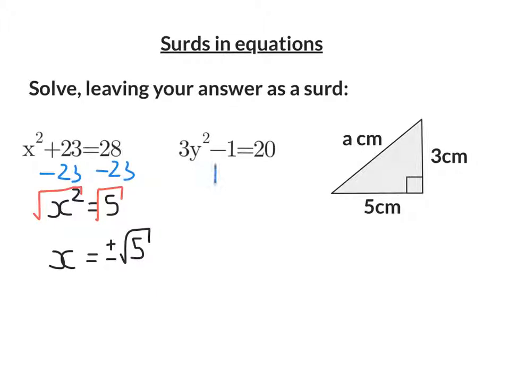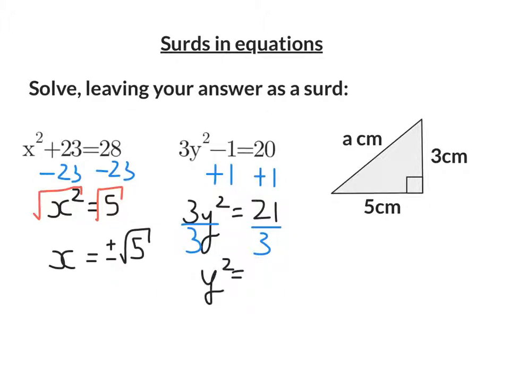So I'm going to move the minus 1 by adding 1 to both sides. And that means I'm going to get 3y squared is equal to 21. Now I need to get rid of the 3. Now remember that's multiplying with the y squared, and I need to do the opposite to move it. So I'm going to divide both sides by 3. So that's going to leave me with y squared is equal to 7.